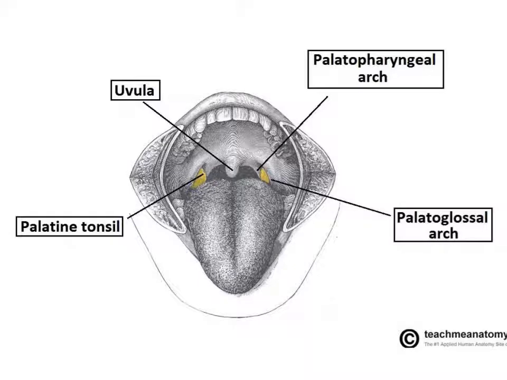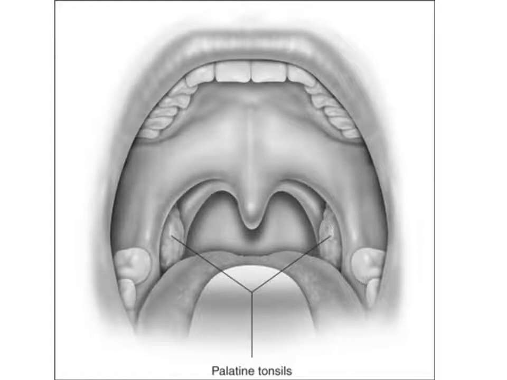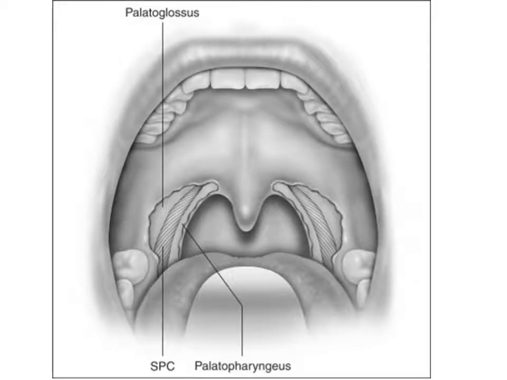This is the muscular uvula in the midline, while in yellow we can see the palatine tonsils. The palatoglossal arch containing the palatoglossus muscle is anterior to the palatine tonsil, while the palatopharyngeal muscles are present in the palatopharyngeal arch, posterior to the palatine tonsil. Again, this is the palatine tonsil, and these are the palatoglossus and palatopharyngeus muscles, respectively, anterior and posterior to the tonsil.